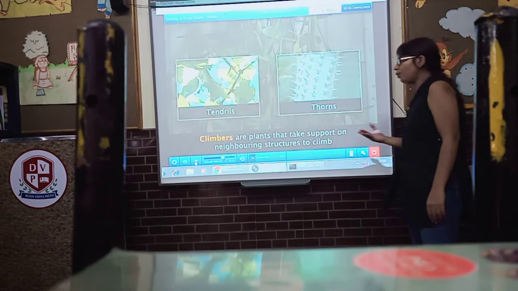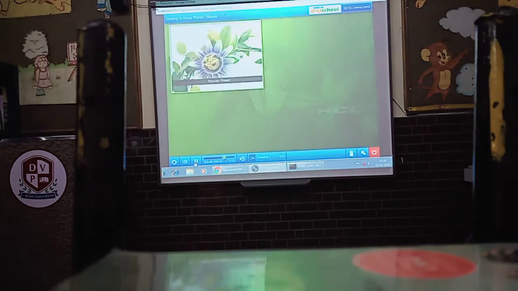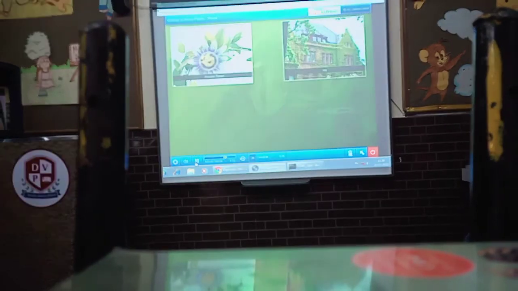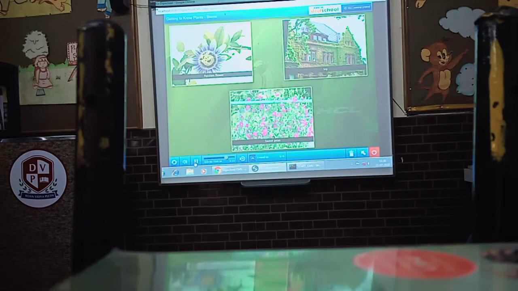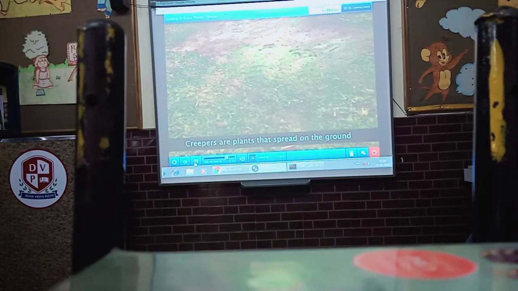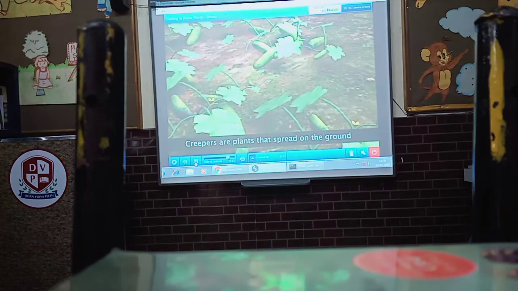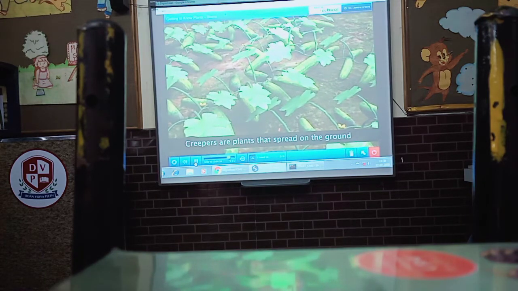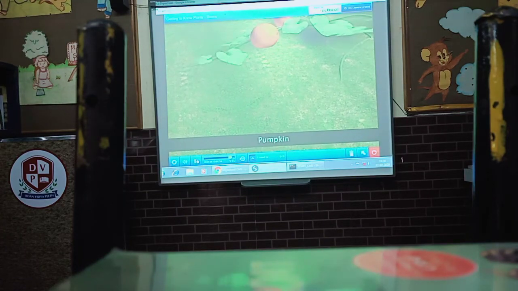Is it clear to you? Climbers, passion flower, ivy, and sweet peas are few examples of climbers. Some other plants with weak stems, like cucumber, that cannot stand upright, spread on the ground, and are rightly called creepers. Pumpkin.